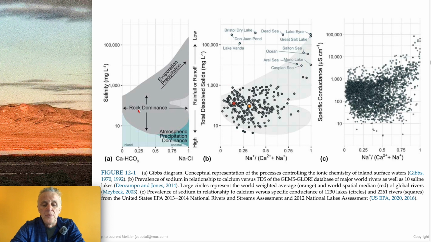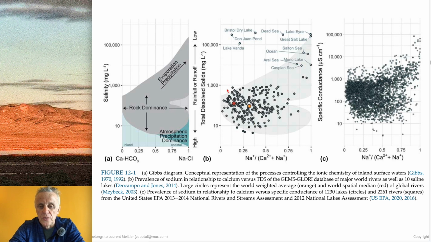But in the opposite case, we have rock dominance, where the salts are coming in from the erosion of the rocks. And then evaporation and transpiration, where we don't have a lot of precipitation because we're in a low precipitation realm, and high salinity is dominated by evaporation. Evaporation is a strong driver of the salinity there.